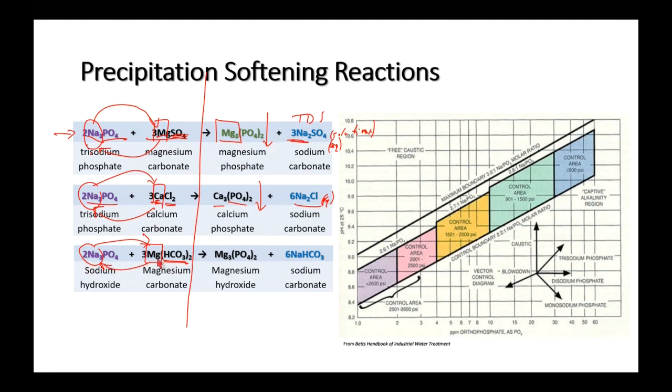And the next one we have is sodium phosphate plus magnesium bicarbonate. Being temporary hardness, we get, again, magnesium phosphate, precipitate, and sodium bicarbonate, or baking soda, as an aqueous in solution. Again, all sodiums, highly soluble, do not precipitate, do not form scale. This one here is a bit of a problem, because not only is that a dissolved solid, but that is bicarbonate alkalinity.